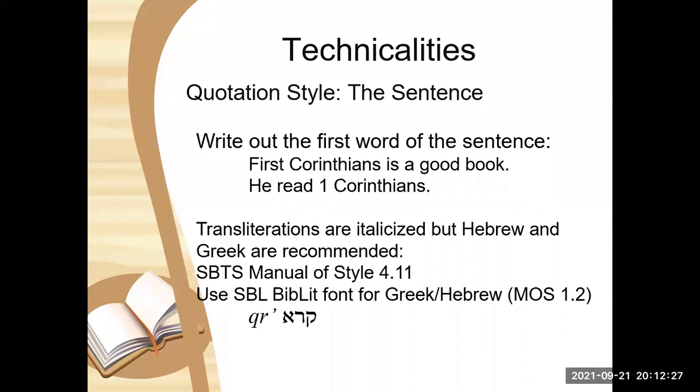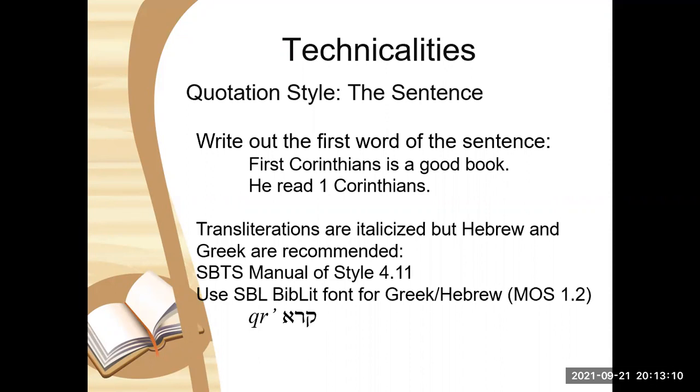The second part on here, transliterations are italicized, but it is recommended to use Hebrew and Greek fonts. So that's from the SBTS Manual of Style 4.11. That gives you the transliteration options. SBL BibLit font for Greek and Hebrew, according to the Manual of Style 1.2, is the one that you should be using. It also has a link to the SBL website where you can download the fonts and the keyboards so that you can actually put them into your Word document or whatever writing software you're using.